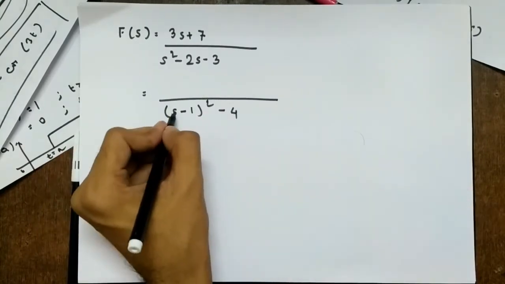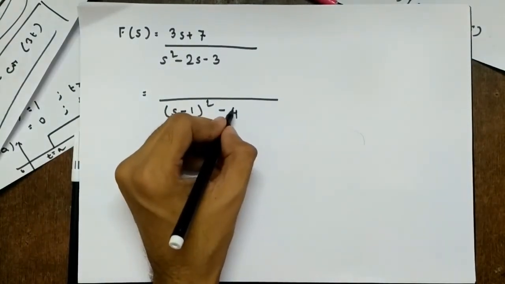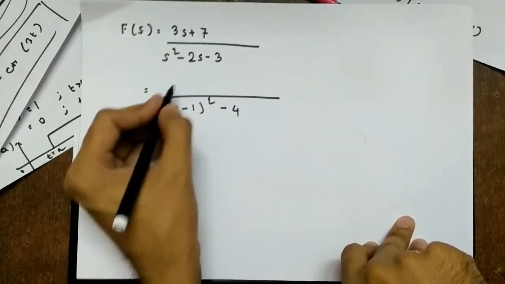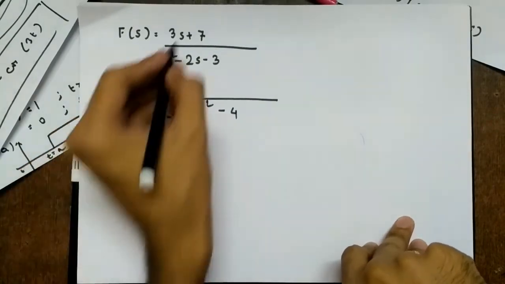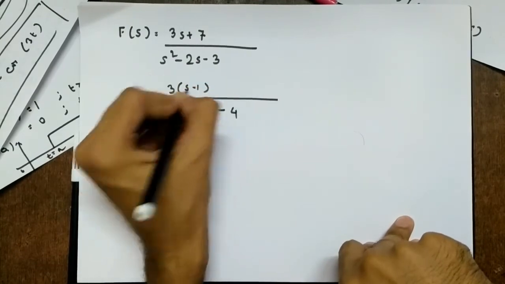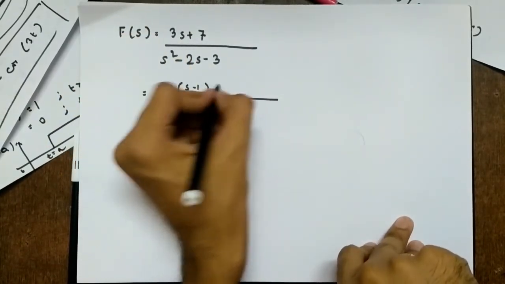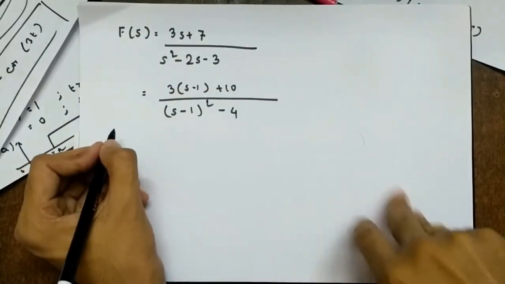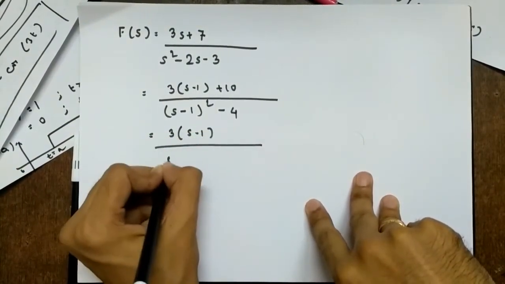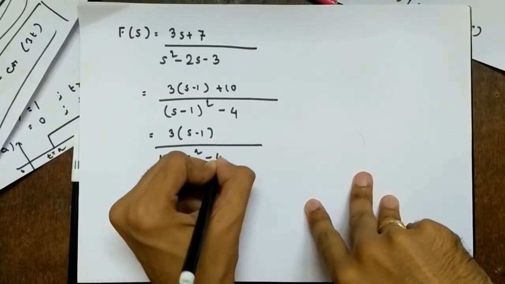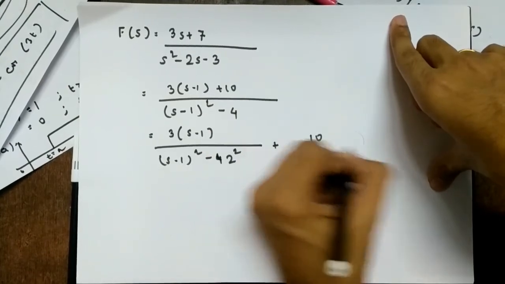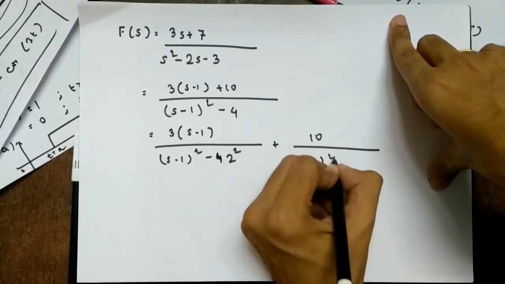Right? So I am getting (s - 1) the whole square minus 2 square, that is 4. But here there is s minus 1 in the numerator also, so I should have s minus 1 because this is an addition. So I'll write 3 times (s - 1). What will I get? 3s as it is, minus 3, so I'll have to add 10. So I'll get 3 times (s - 1) upon (s - 1) the whole square minus 2 square, plus 10 upon (s - 1) the whole square minus 2 square.